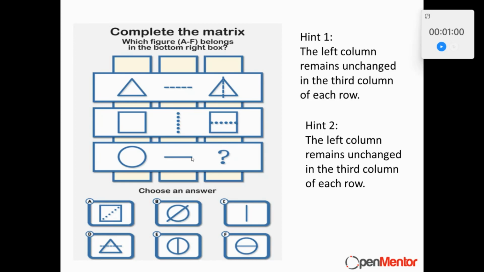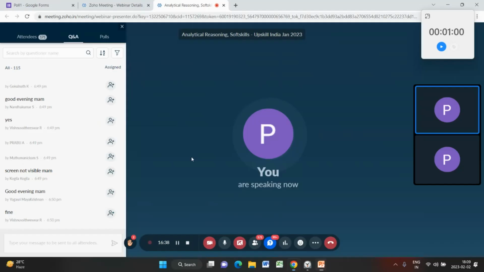has the pattern a circle with a horizontal inside? Correct? Am I right? Circle with a horizontal. Am I right? The circle with a horizontal. Correct? Yes? How many of you say yes? If it is yes, thumbs up. If it is no, thumbs down.